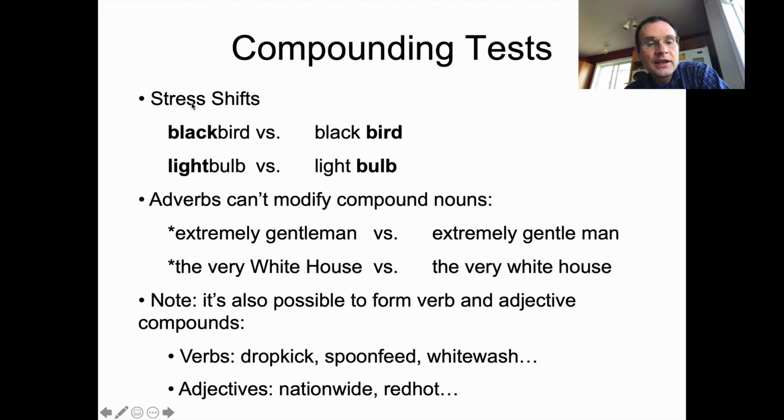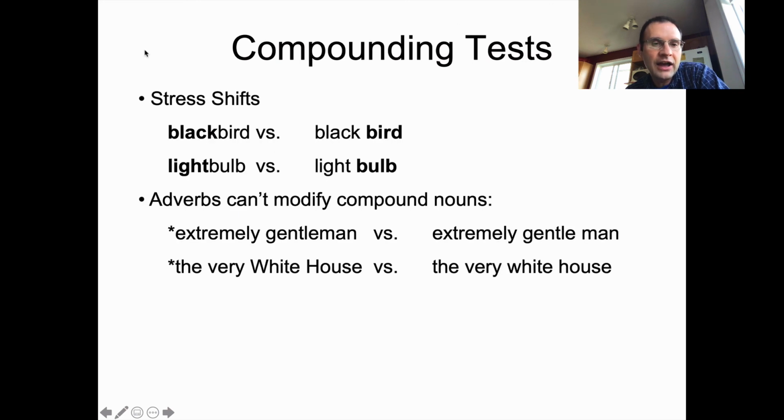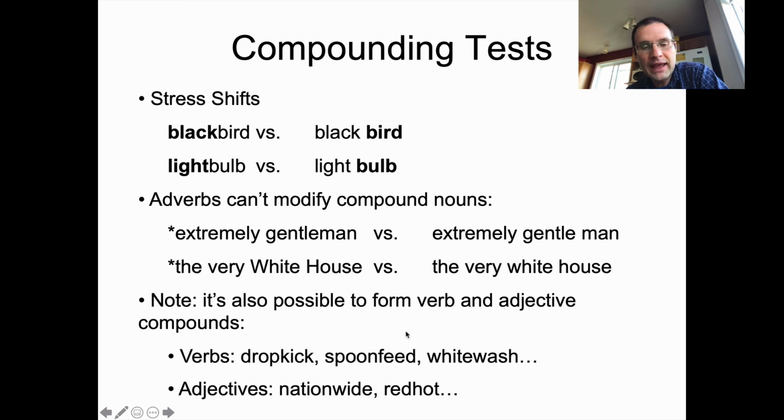Yeah. It's also possible to form other kinds of compounds. So we're taking an adjective and a noun and squeezing them together here. In some of these other cases, we were looking at like combinations of nouns like baseball, and so forth. I've got a few examples down here of verb and adjective compounds. So drop kick, those are two verbs you put together, like in soccer or maybe obscurely football. Spoon feed, I guess that's a noun and verb, and whitewash, so on and so forth. But these form verbs at the end of the day.